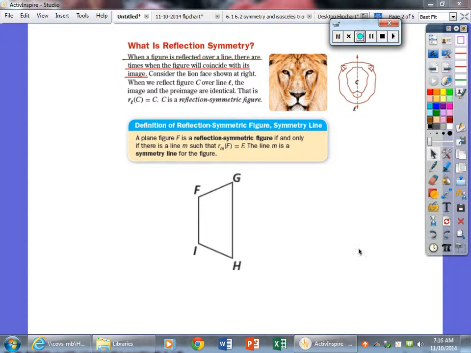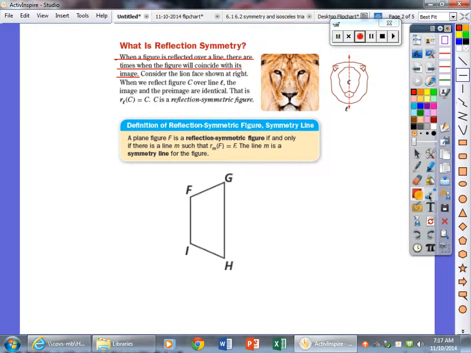Here is the definition out of the book. You can read that on your own and figure it out. Down here is a trapezoid. This one happens to be an isosceles trapezoid, and it has a line of symmetry that goes straight through here. This line of symmetry gives me two halves of the trapezoid that, if I would fold on this line, would fall on top of each other. They would be exactly the same. This half of the trapezoid is a reflection of this half of the trapezoid. This line is called the line of reflection symmetry.